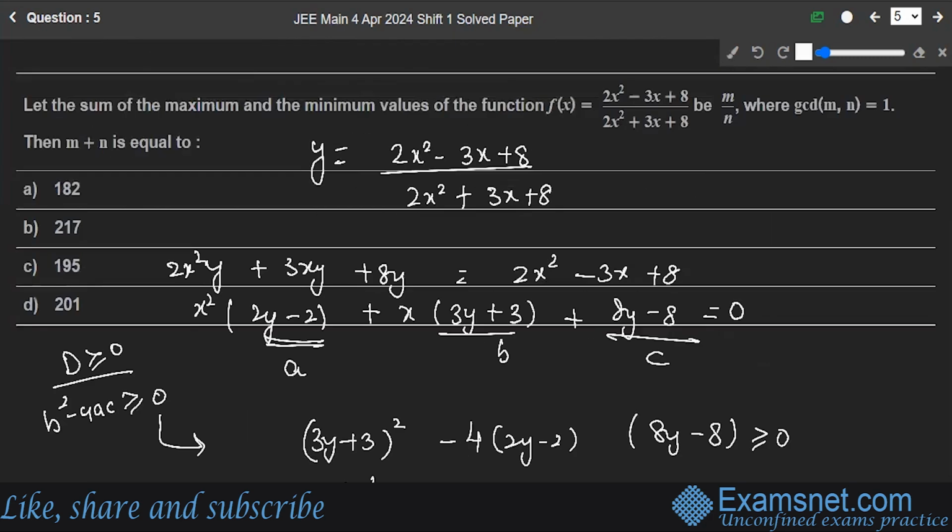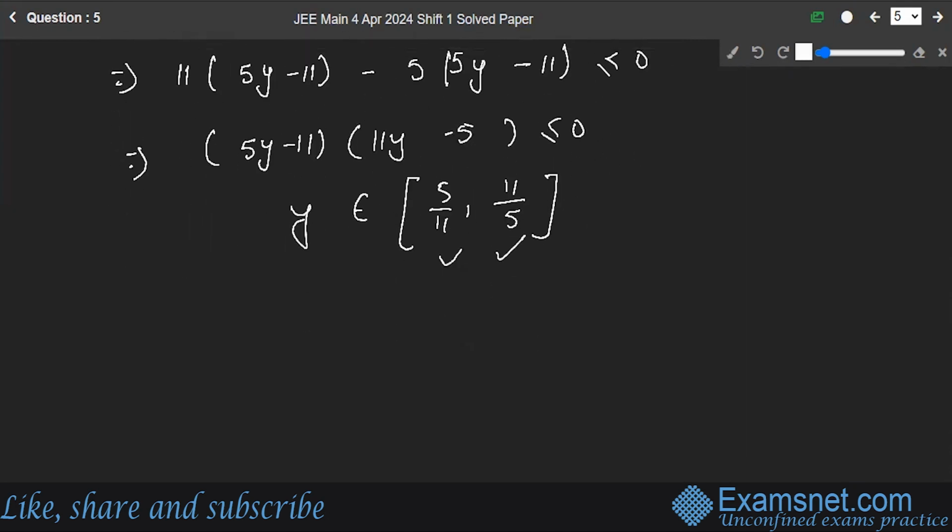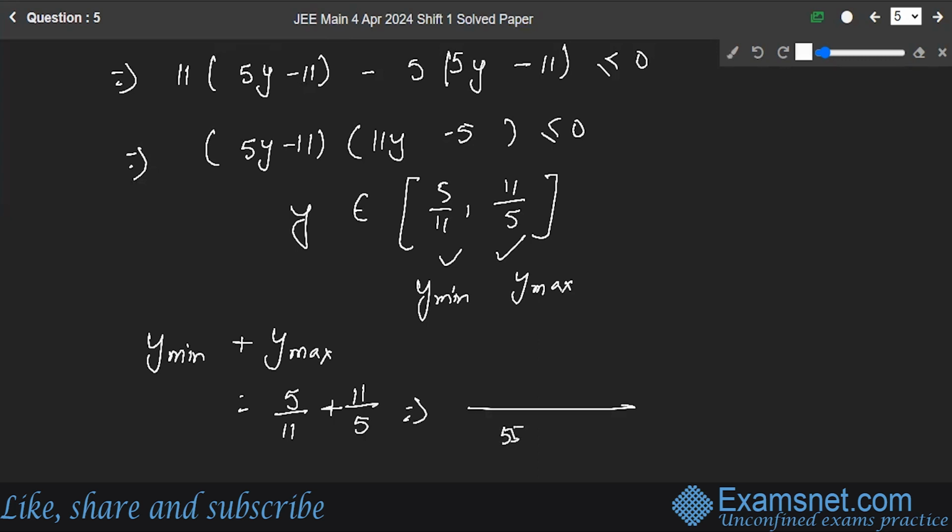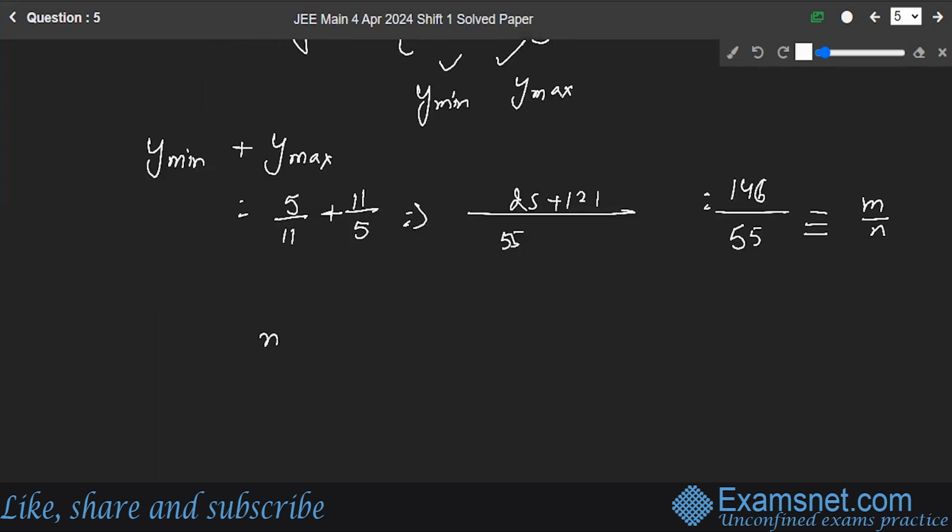Right. Now, you have to find out the sum of the minimum and the maximum values for this function. See, over here, this is the minimum and this is the maximum value. Correct? Let's find out their sum. This plus this. So here is your 55 LCM, 25, 121. This is equal to 146 upon 55. Now this is equivalent to m upon n. That means your m is equal to 146 and n is equal to 55.